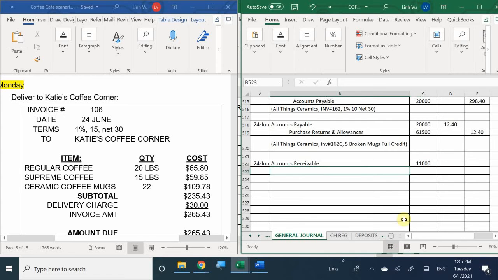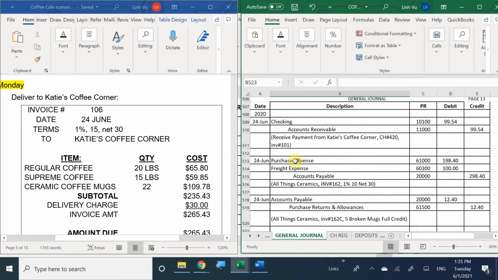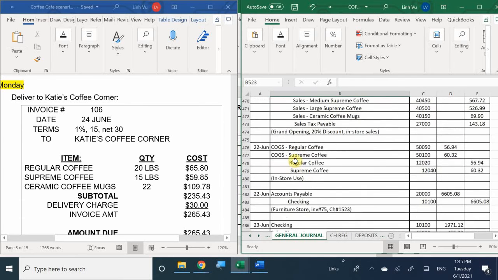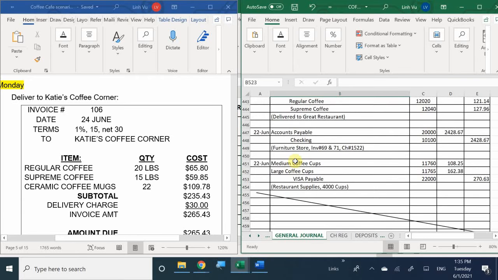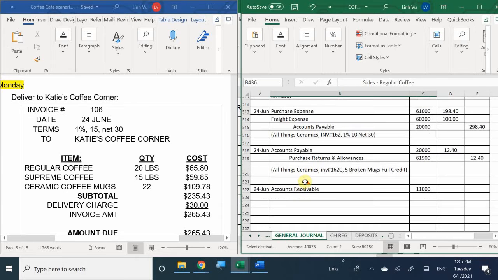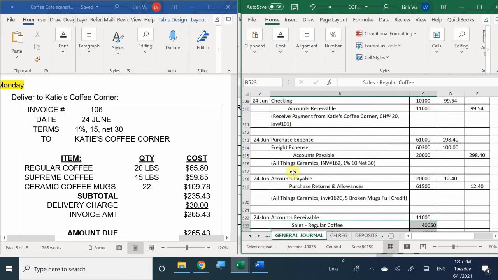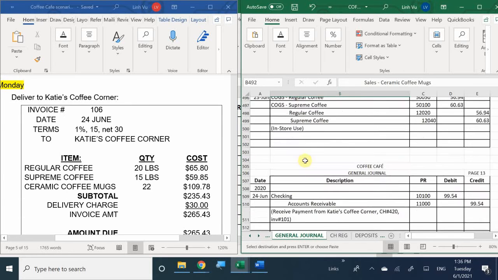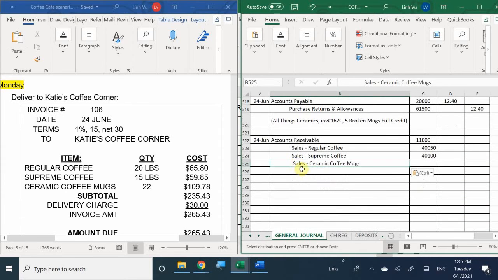What did she buy from us? Total is $265.43. She bought coffee, ceramic mugs. Let me see if I can find a transaction here. Here you go. Sales: regular coffee sales, Supreme Coffee, and ceramic mugs. She bought ceramic coffee mugs. Okay, the regular coffee was for $65.80.